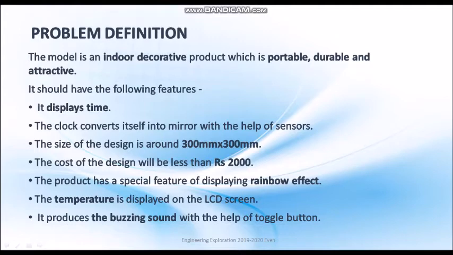The model is a decorative product which is portable and durable for a long time. The model should be able to demonstrate functions like display time as well as temperature, produce sound and display rainbow effect. The estimated cost of this product is ₹2,000. At the end, it is going to be a fascinating one.